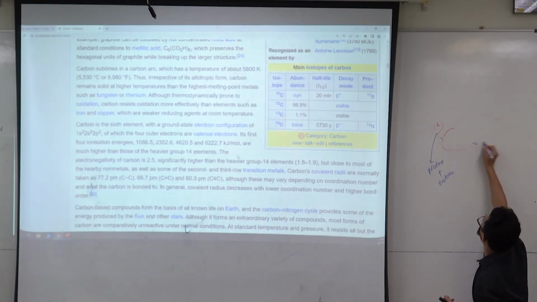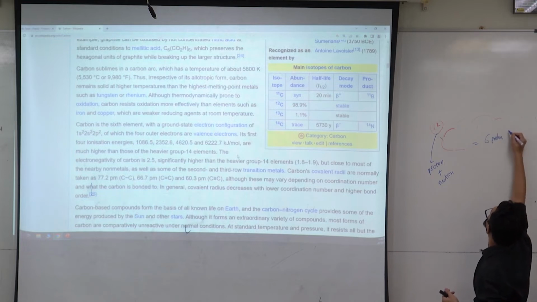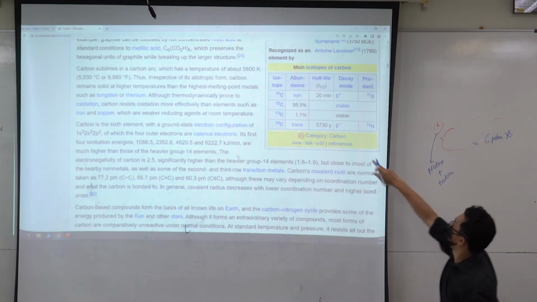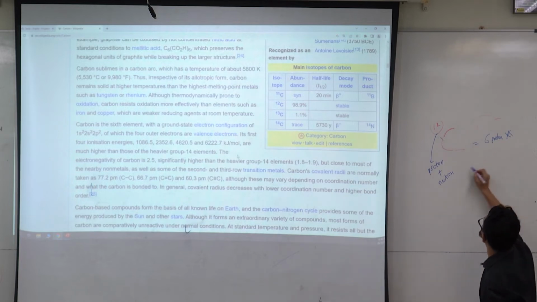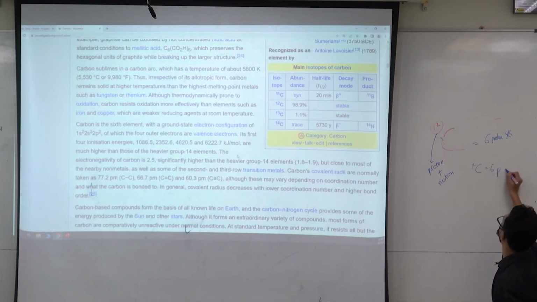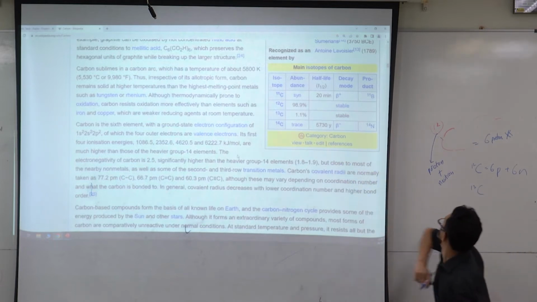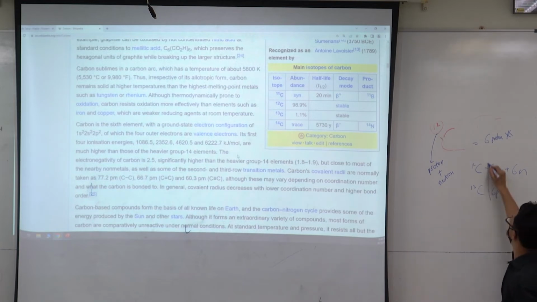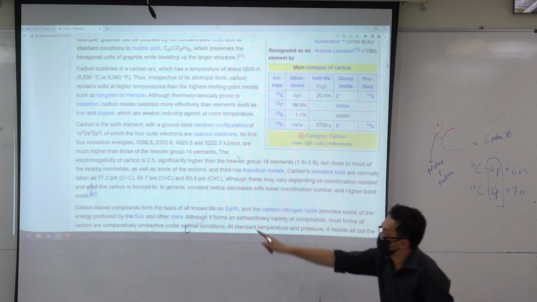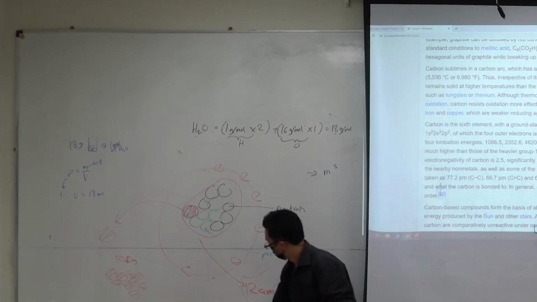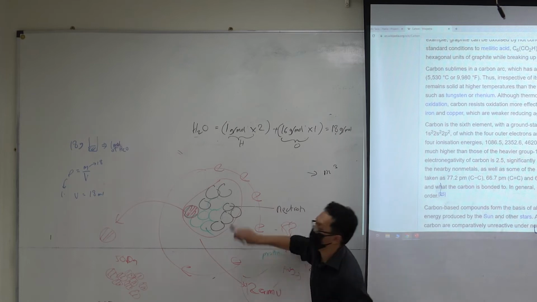We know carbon always has 6 protons, so this is fixed. So for C12, it is basically 6 protons plus 6 neutrons. Carbon 13, what does it mean? It means there are 6 protons, because the proton number must be fixed since that defines the atomic number. But because there are 13 here, you can calculate that there are 7 neutrons. So there is an extra neutron, and that is carbon 13.